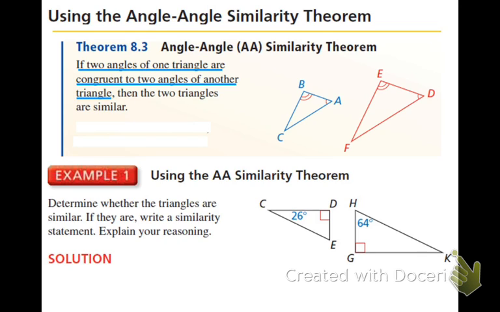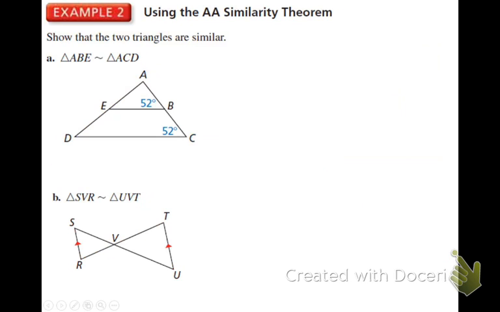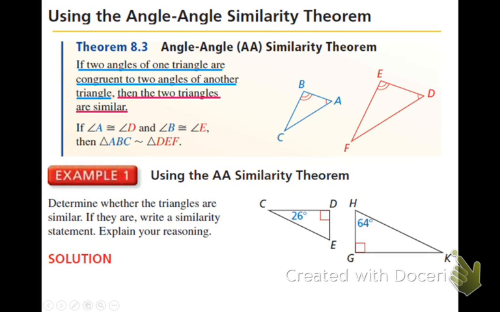Okay, so in this section, we're going to be deciding whether triangles are similar. Determine whether the triangles are similar. If they are, write a similarity statement. Explain your reasoning. So let's decide if we have, it looks like we don't have two pairs of congruent angles.